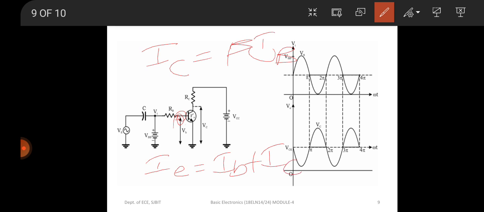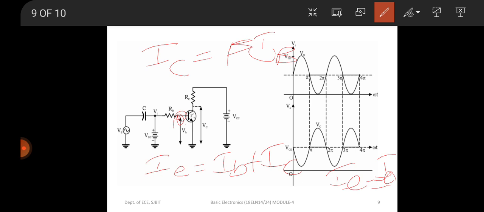And we know our collector current or the emitter current is approximately equal to IC. That is, emitter current is approximately equal to IC. Now, what is happening actually? We are applying a signal here at the input.